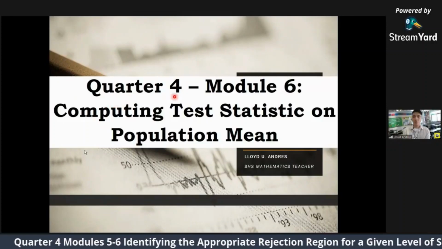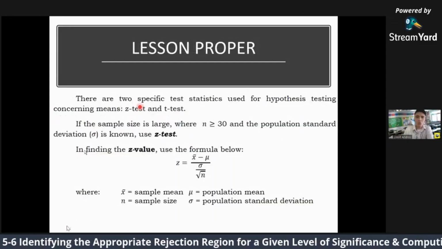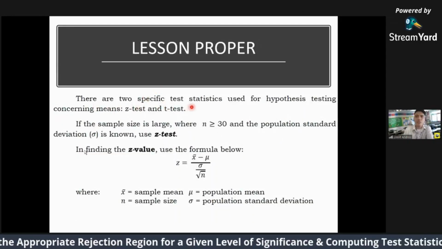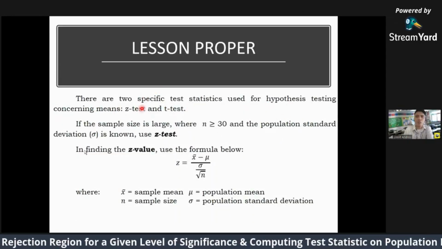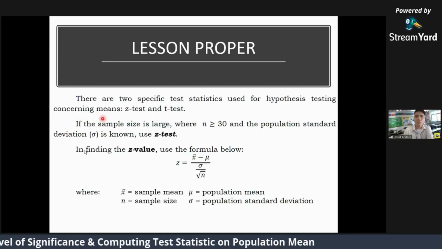Quarter 4, Module 6, Computing Test Statistic on Population Mean. There are two specific test statistics used for hypothesis testing concerning means. Concerning means, it's either Z-test or T-test.